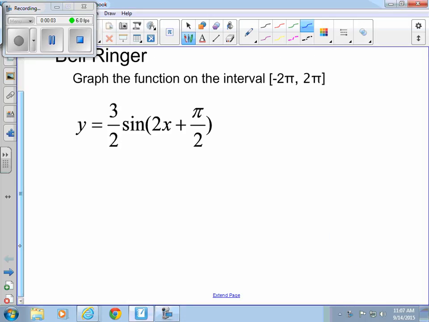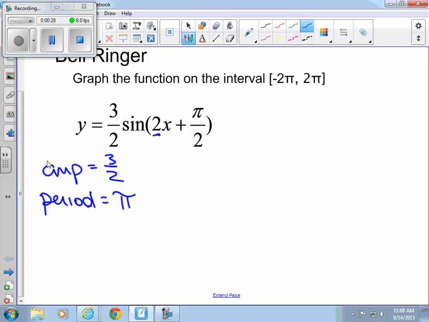Graph the function. The first thing I need to do is what? Amplitude, period, always a good first plan. Amplitude is 3/2. The period is pi. Any questions about that? Where did I get pi from? 2 pi divided by that 2 in front of the x.